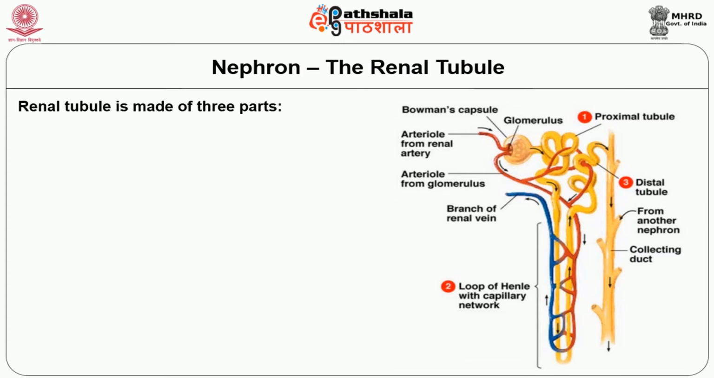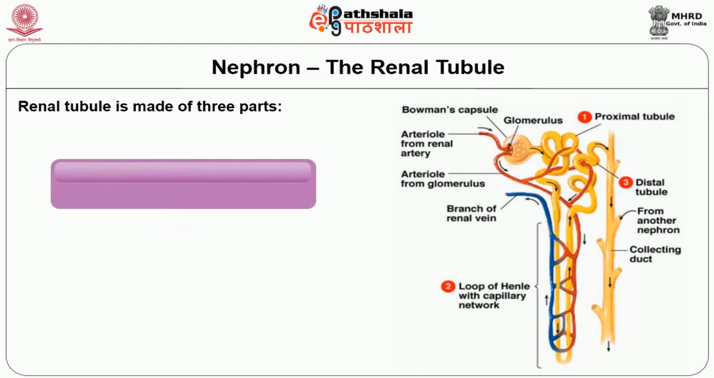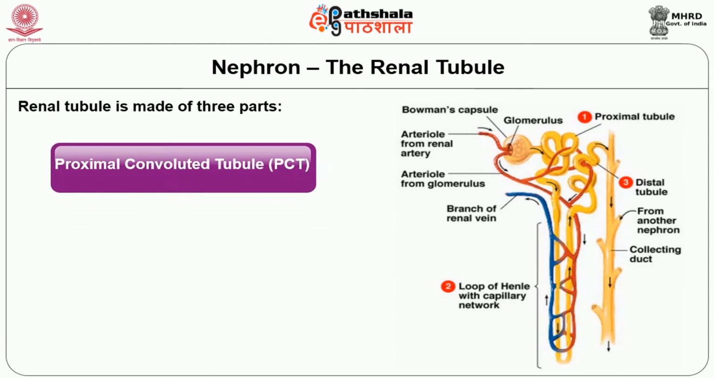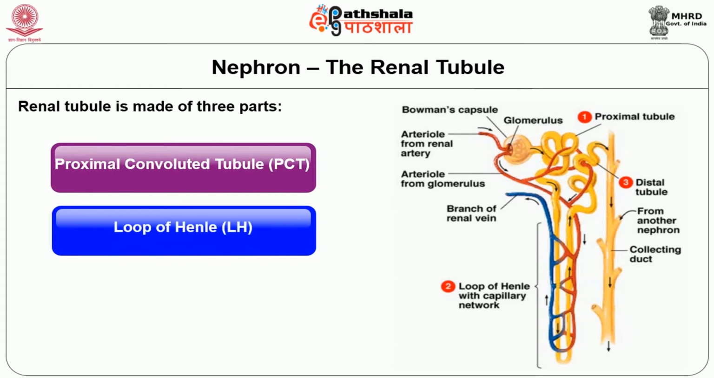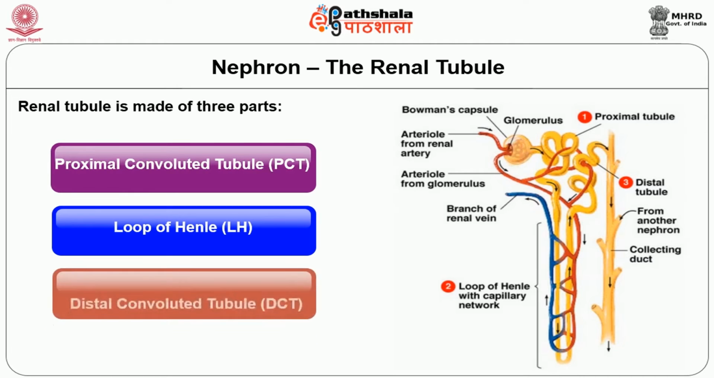The tubular portion of the nephron or the renal tubule, as you can see from the diagram, is the continuation of the Bowman's capsule and penetrates into the medullary region. It is made of three parts, namely proximal convoluted tubule or PCT, loop of Henle or LH. The loop of Henle consists of descending limb, hairpin bend and ascending limb. The last portion is the distal convoluted tubule or DCT.